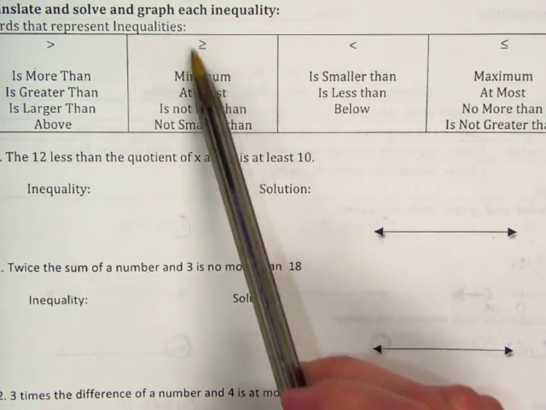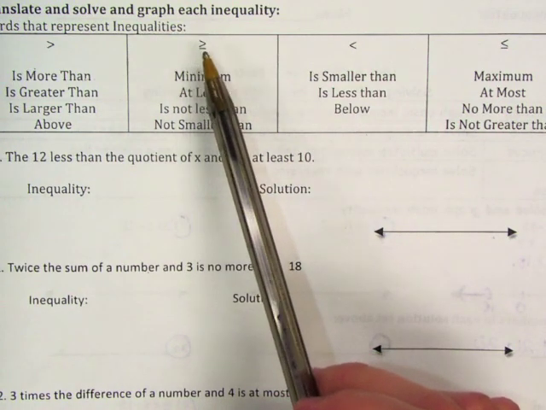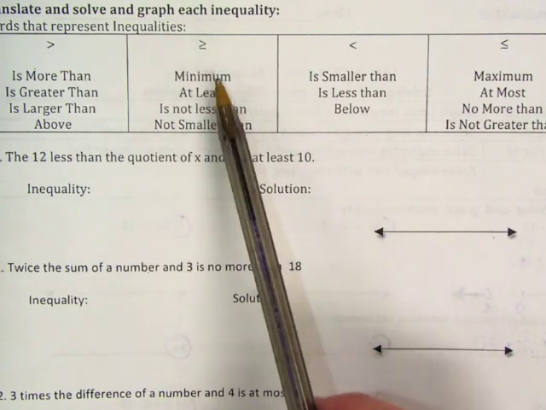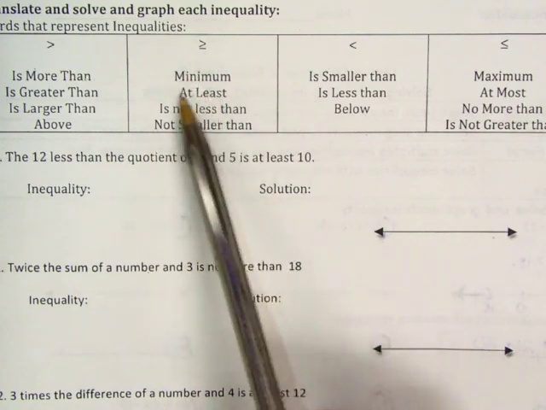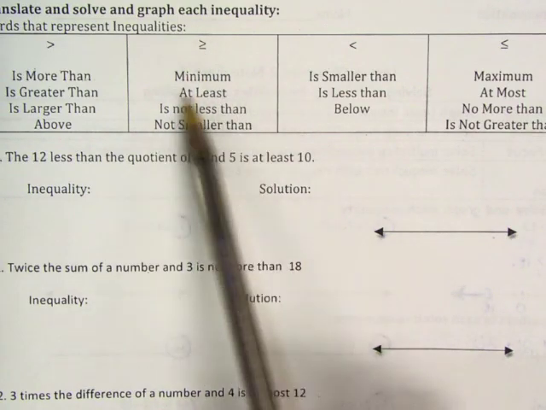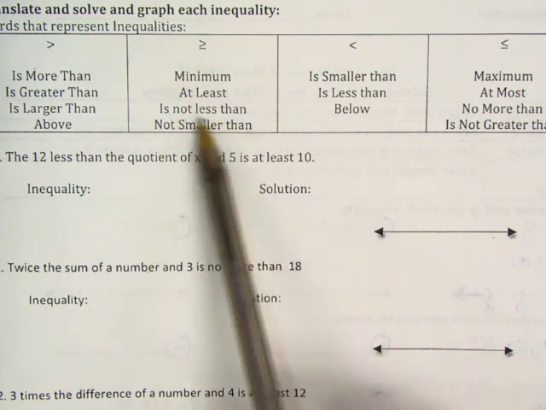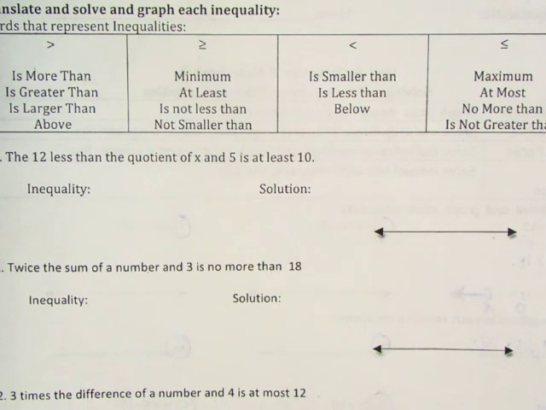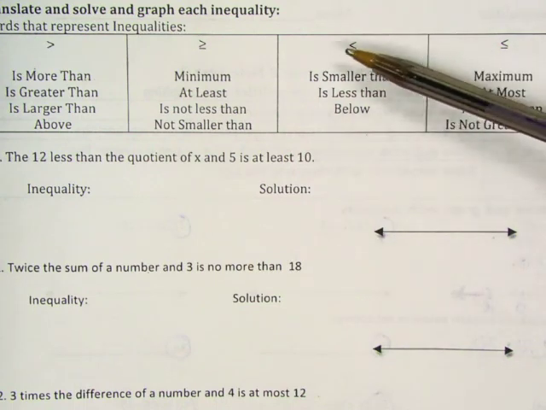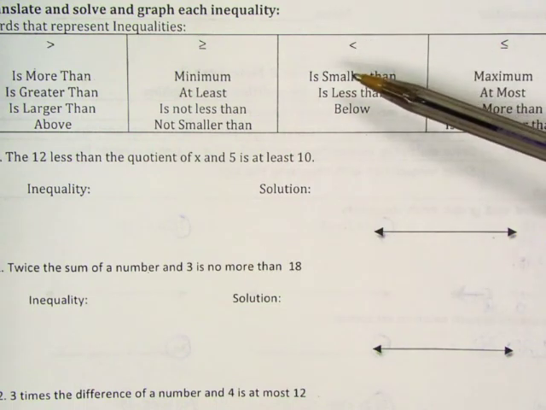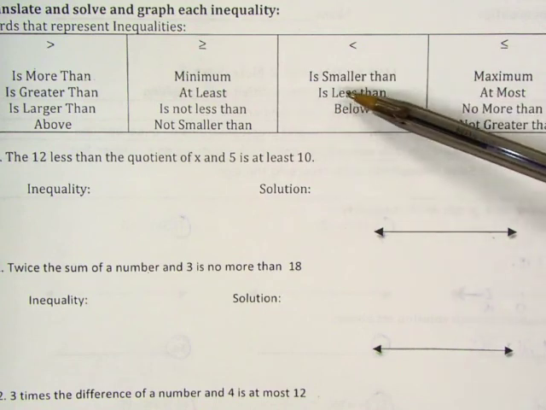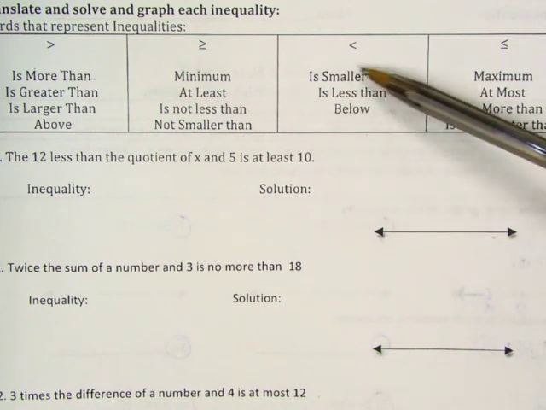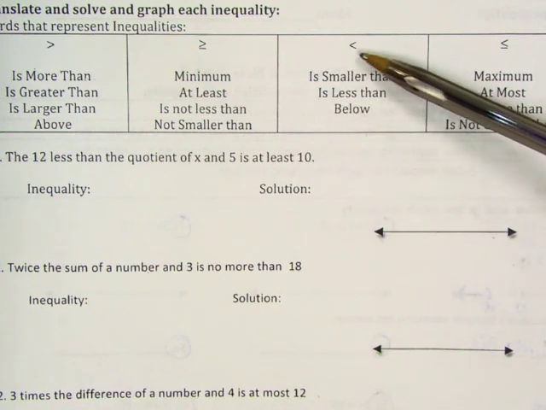This symbol is greater than or equal to, which means if I see that symbol, it means minimum, at least, is not less than, not smaller than. So if I see any of these phrases, I want to use this symbol. This symbol is less than, which means is smaller than, is less than, or below. So if I see any of these phrases, it means less than.